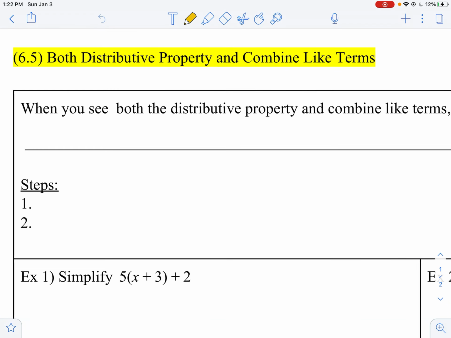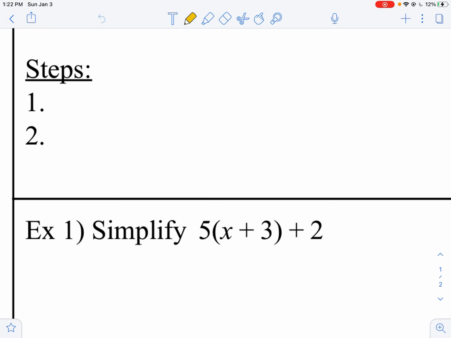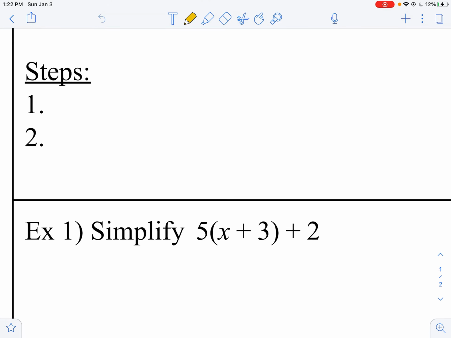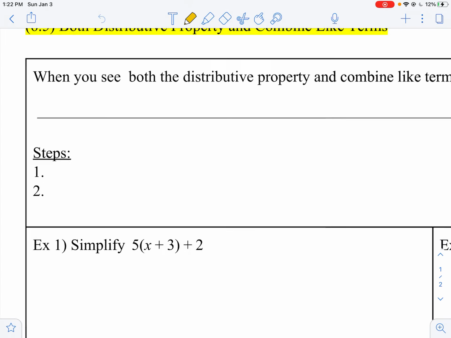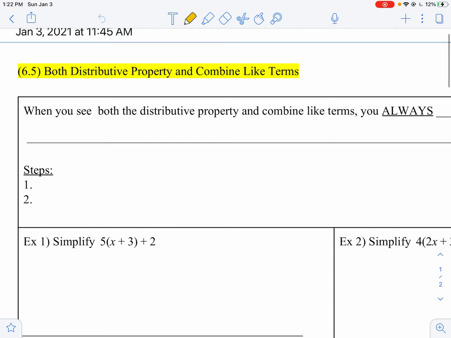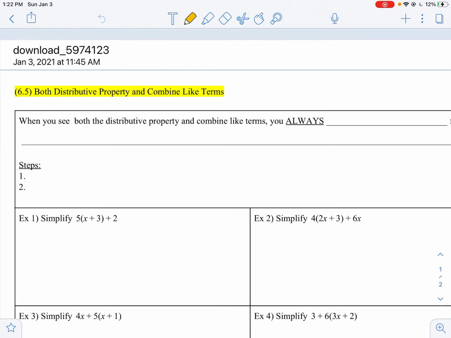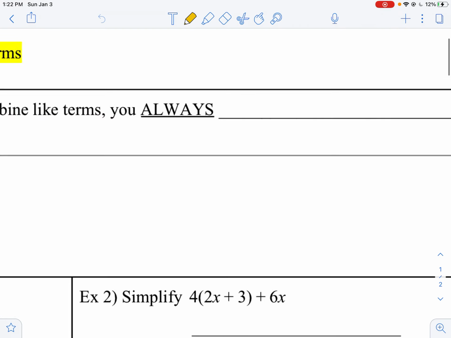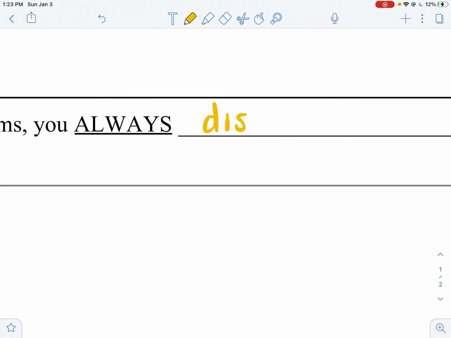In this video, we are going to talk about simplifying algebraic expressions when we have both the distributive property and combining like terms. So, for example, in example 1, there's a lot going on. I see that I could do the distributive property. I see that I maybe can combine like terms, but we can't do it just yet because we have to follow an order. When you see both the distributive property and combine like terms, you always distribute first.